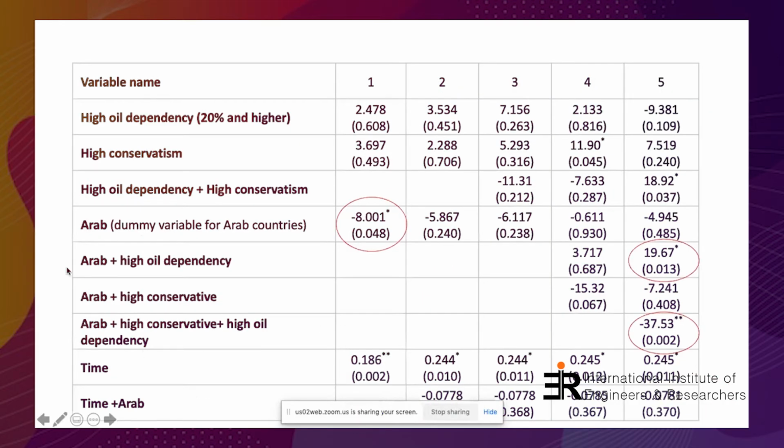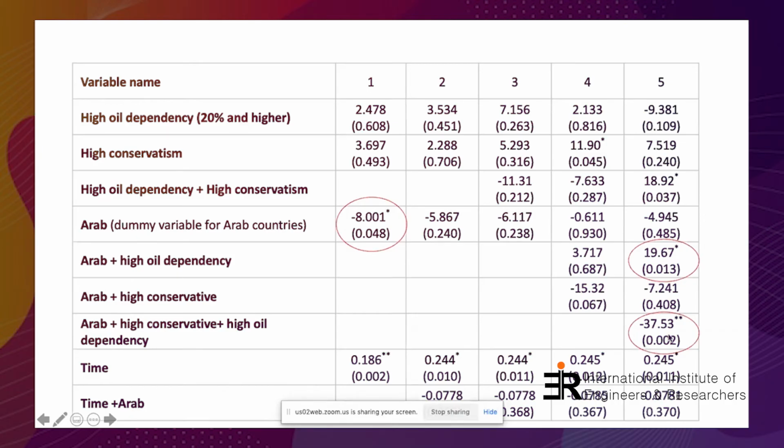And here we can see that the Arab dummy variable has a negative effect. If a country is considered to be Arab, then we are expecting to see female labor force participation lower by 8.001%. Here, this one is very important. This is the main aspect in this paper, which is that the combination of being Arab, high conservative, and high oil dependent is associated with a 37% decrease in female labor force participation.